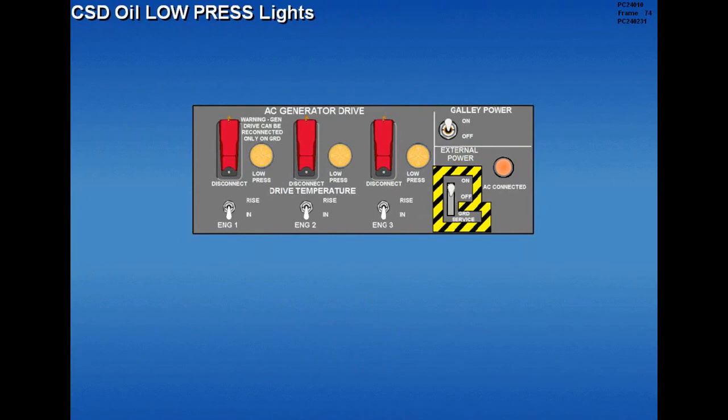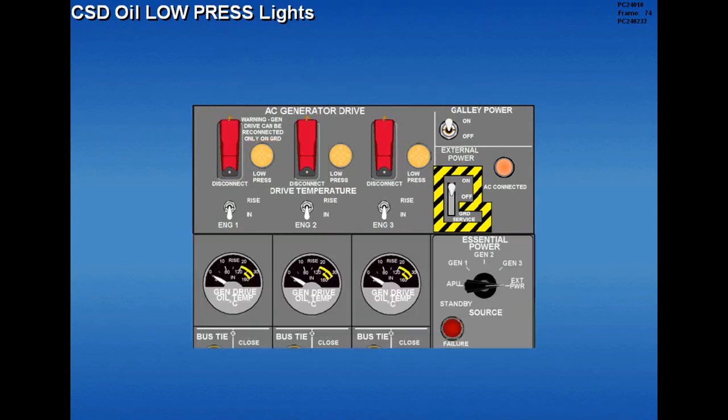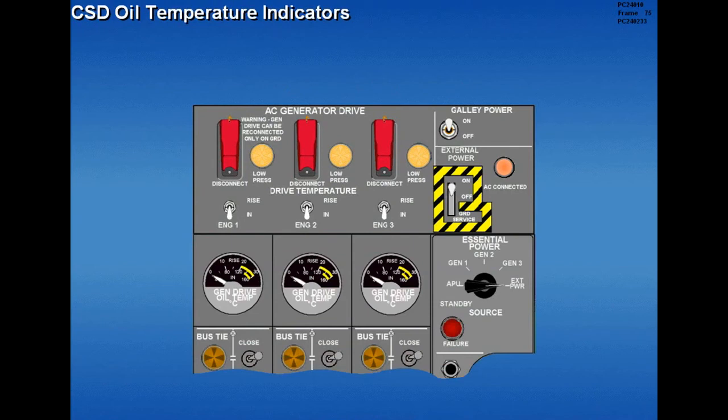CSD oil pressure is monitored by the CSD oil low pressure lights. Prior to engine start, the lights are illuminated. The CSD in and rise oil temperatures are monitored on the CSD oil temperature indicators. The CSD drive temperature switches determine which CSD oil temperature is displayed on the respective indicator.